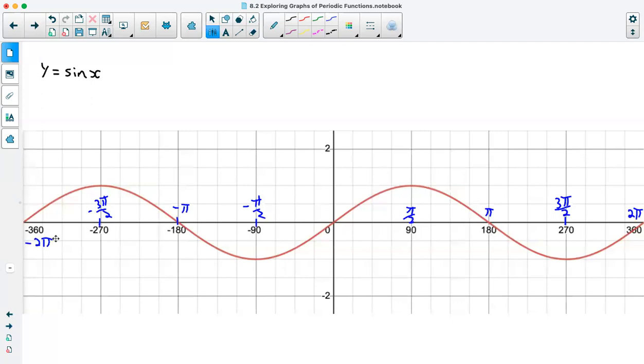So you can see that we have a wave that repeats over and over. And like I said, it essentially has the same shape whether you are in degrees or radians. You just have to make sure if you're graphing on a calculator that you use the correct mode.